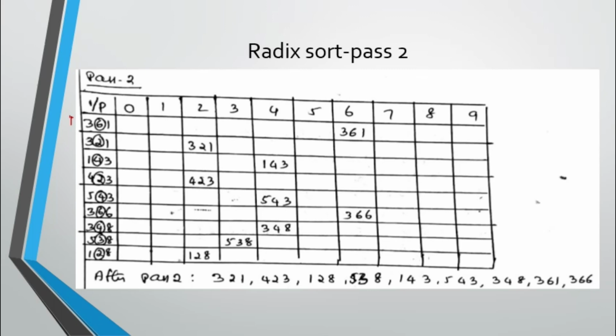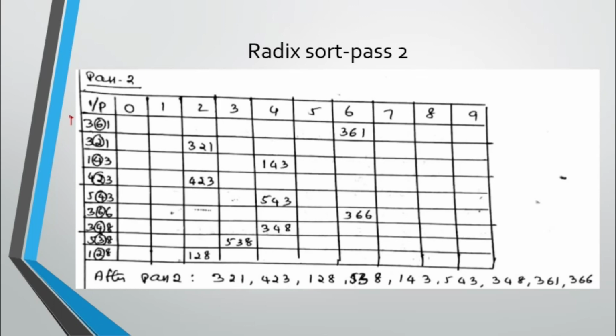All numbers are 3 digits, so we will have 3 passes. Remember that. In the first pass you will circle the ones place, in the second pass you will circle the tens place, and in the third pass you will circle the hundreds place. And you have to do the same operation here.